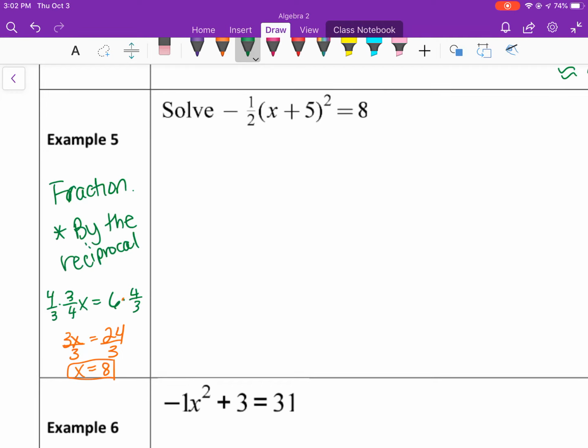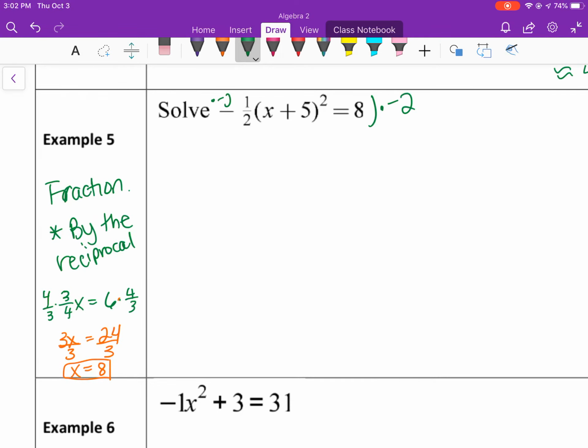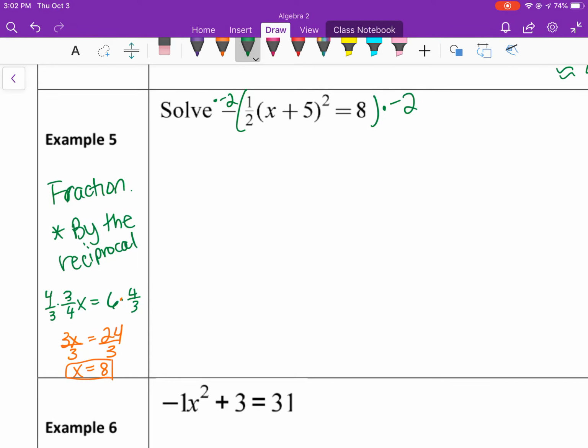Since the reciprocal of 1/2 is just 2, I'm going to multiply both sides by -2, because it's 2/1. Because -2 times 1/2, that's just going to be 1, and a negative times a negative is going to be 1. So this reduces to 1. I get x plus 5 squared equals 8 times -2, which is -16. So remember to keep the equation balanced by doing it on both sides.